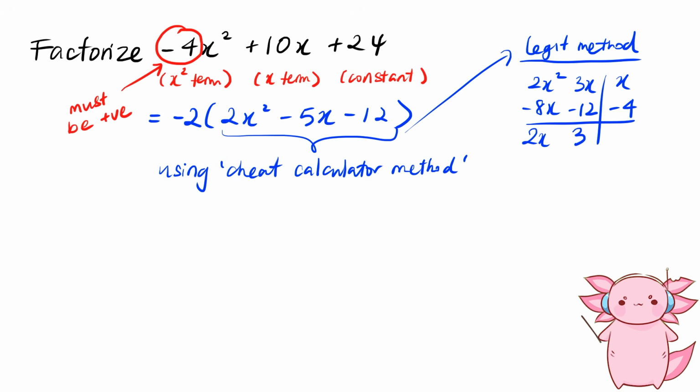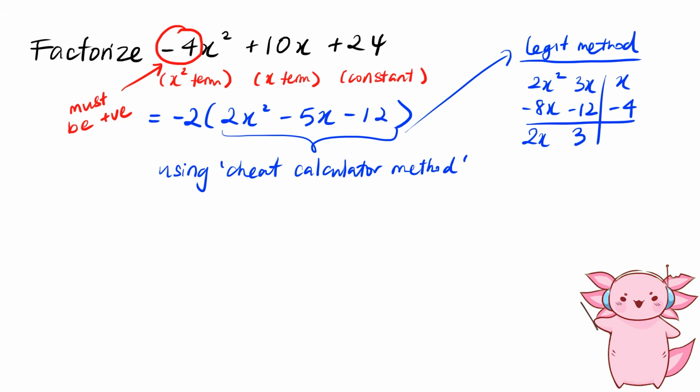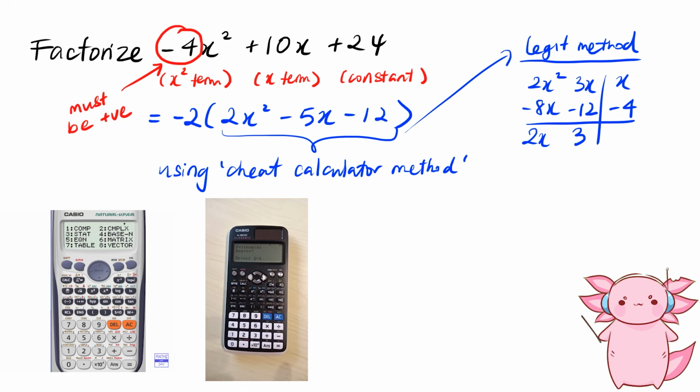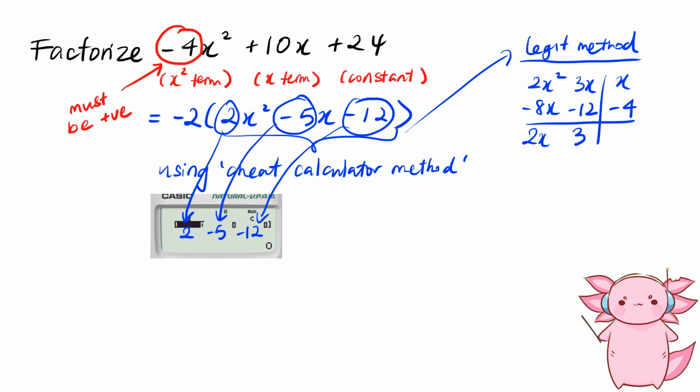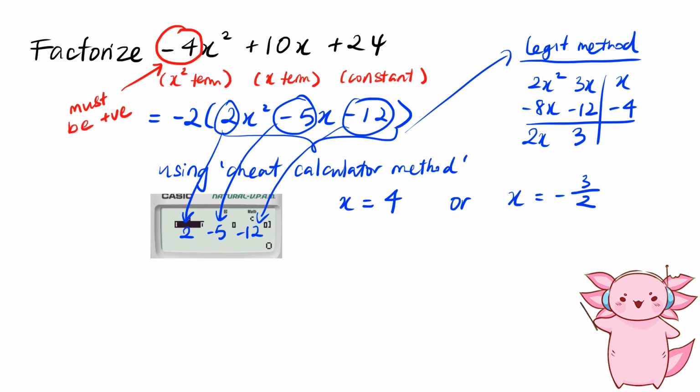I know that every calculator model is kind of different, but for mine it is mode 33, and you can get to this screen over here. Now you're gonna type in the coefficients of x squared, x and the constant term into the calculator, and you can get the values of x is equals to 4 or x is equals to negative 3 over 2.